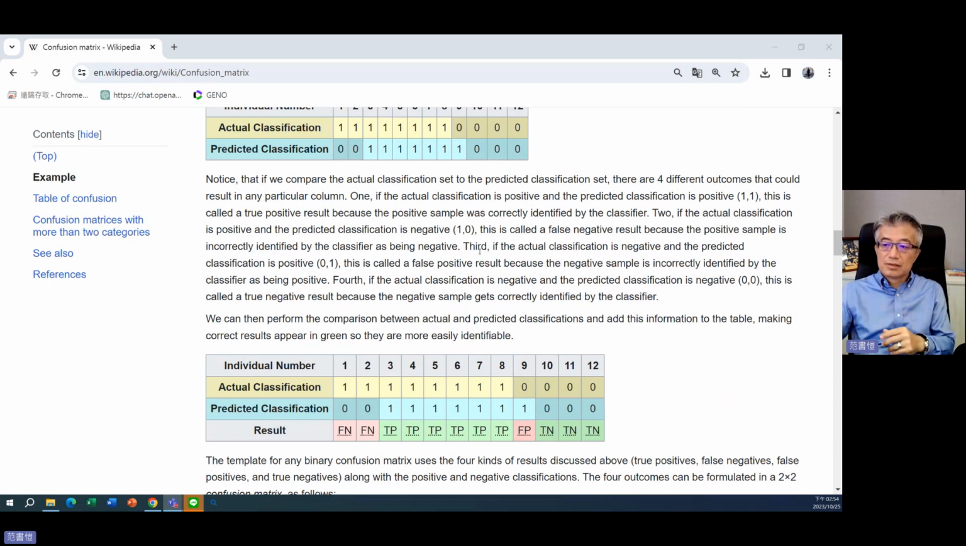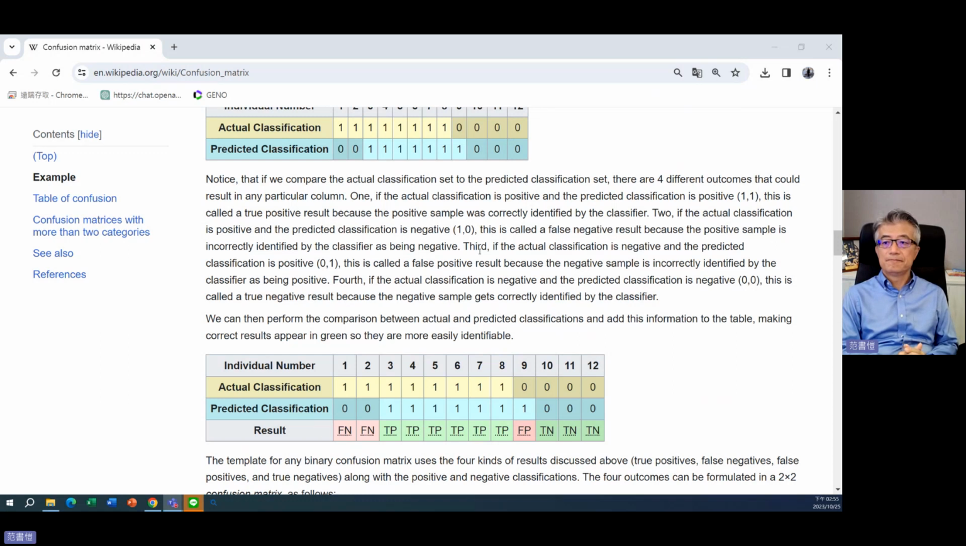The third one, if the actual classification is negative and the predicted classification is positive, so yeah, mistakenly claimed. This is like the boy who cried wolf. So this is called the false positive result because the negative sample is incorrectly identified by the classifier as being positive. Typically, it's like a false alarm.